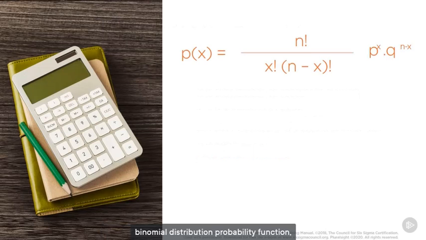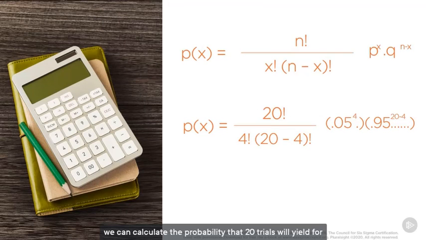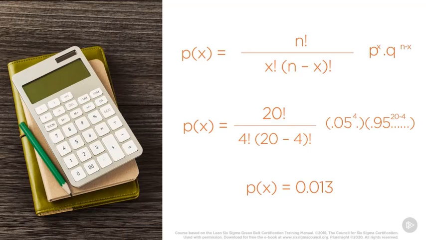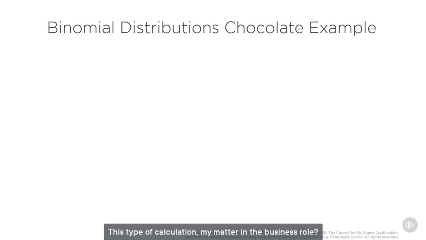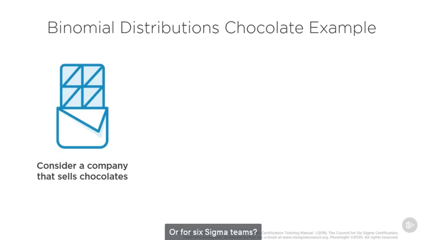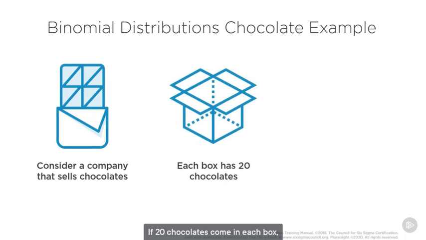Using the binomial distribution probability function, we can calculate the probability that 20 trials will yield 4 defective parts in a process that delivers 0.05 defective parts, and here you have the result. What are some reasons this type of calculation might matter in the business world or for Six Sigma teams? Consider a company that sells chocolates. If 20 chocolates come in each box, what is the chance that a customer might receive defective products in his or her box? What is the chance that a customer might receive more than one defective chocolate?